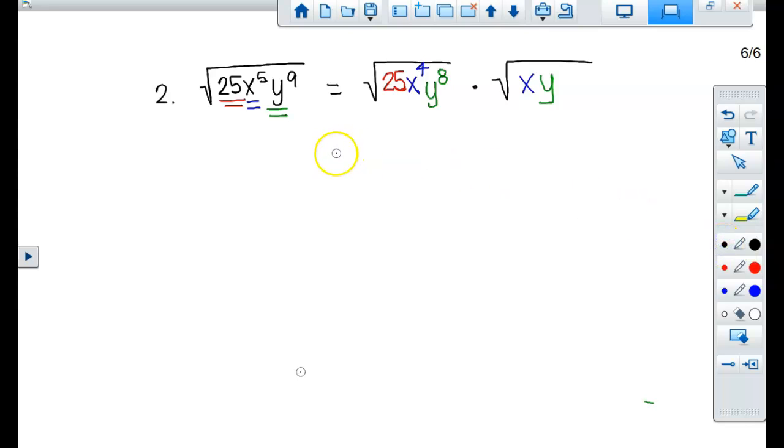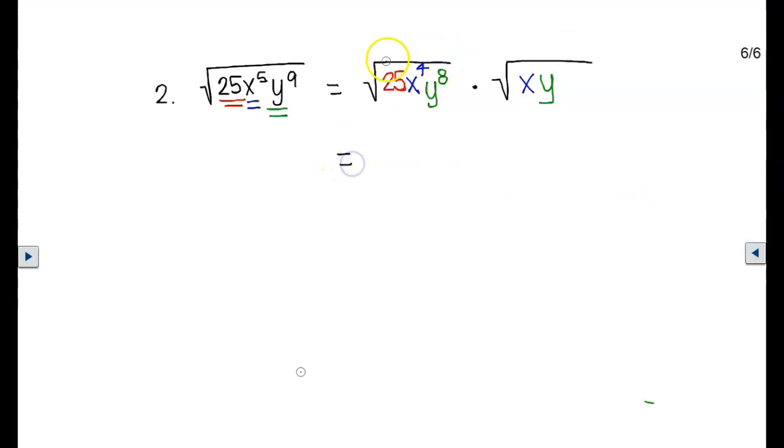All right, so now that we've got it factored, we can actually simplify this first root. The square root of 25 we know is 5, because 5 times 5 is 25. The square root of x to the 4th will cut the exponent in half and give us x squared. X squared times x squared is x to the 4th. For the square root of y to the 8th, again, cut the exponent in half. That'll be y to the 4th. Y to the 4th times y to the 4th is y to the 8th.